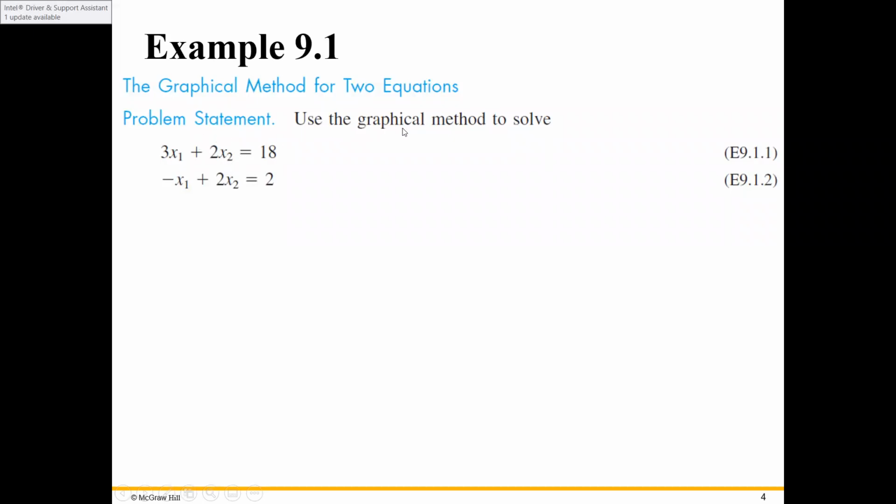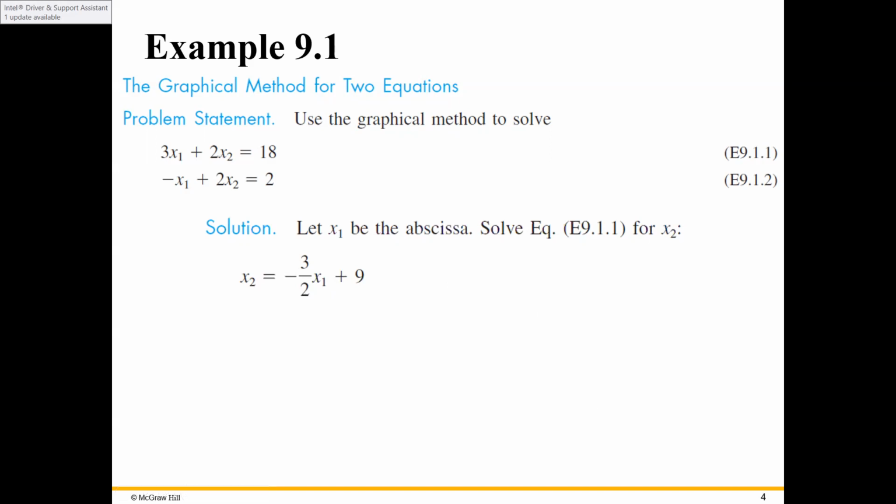Problem statement: use the graphical method to solve 3x1 plus 2x2 is equal to 18 and minus x1 plus 2x2 is equal to 2. As a first step, we represent it in the form of x2. We take 3x1 to the other side and then divide by 2. So 18 by 2 is 9, and 3 over 2 x1, so x2 is equal to 9 minus 3 by 2 x1. That will show a negative slope, so we will get a straight line like this.